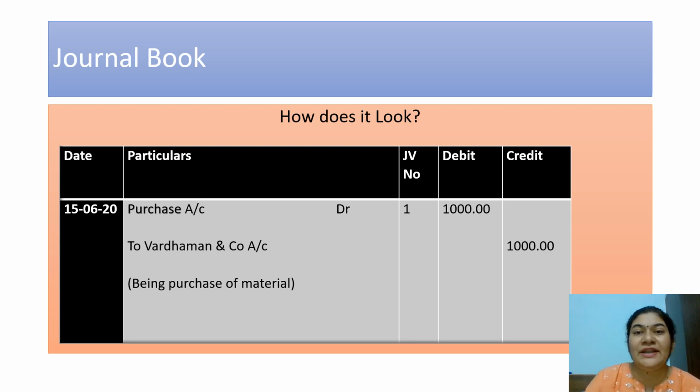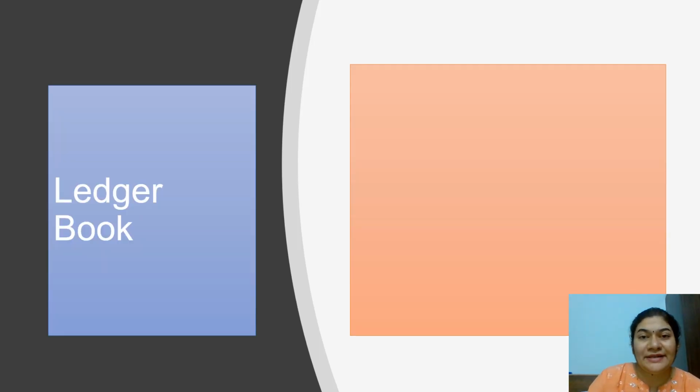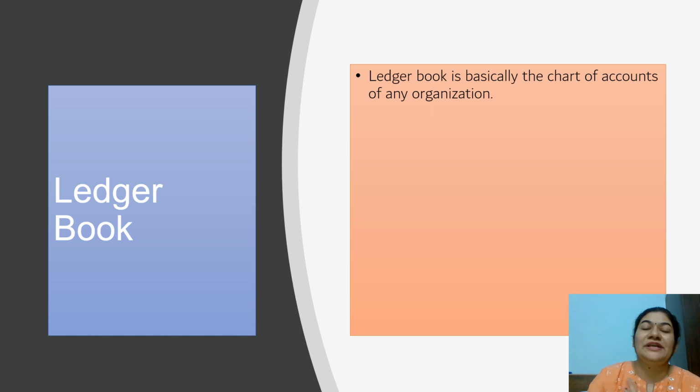Every day the accountant or the bookkeeper has to post the entries according to the transactions occurring on a day-to-day basis. So there will be a series of transactions, and this is just one example. Now, after the entry is done in the journal book, it is then posted to the ledger book. So what is a ledger book?